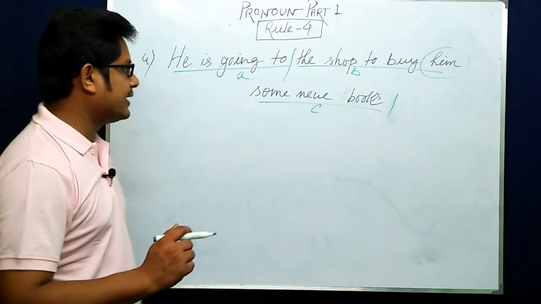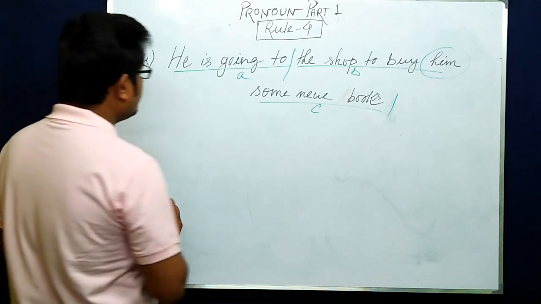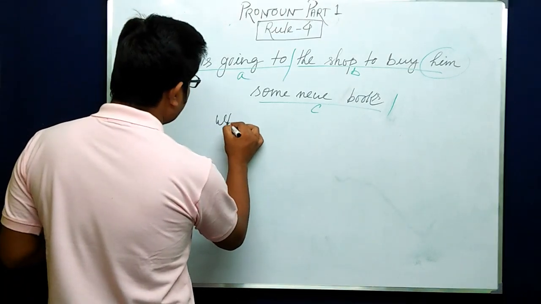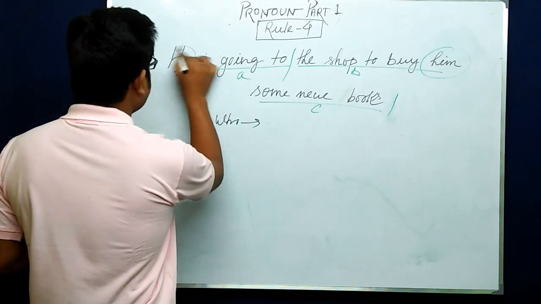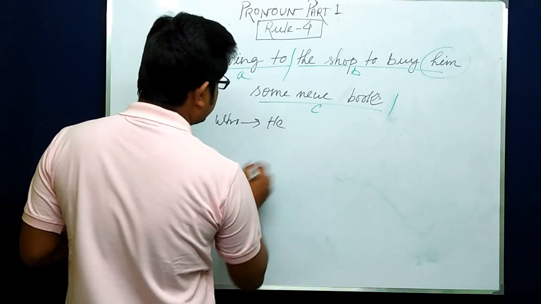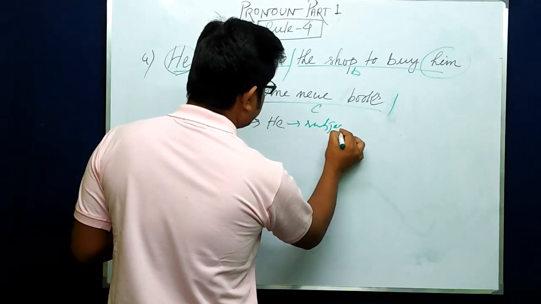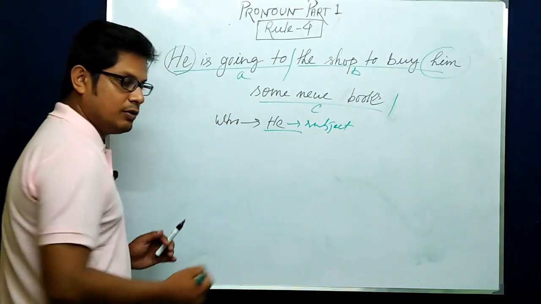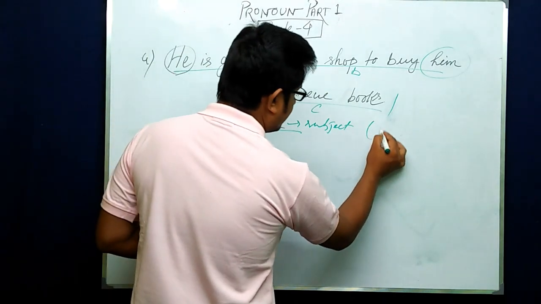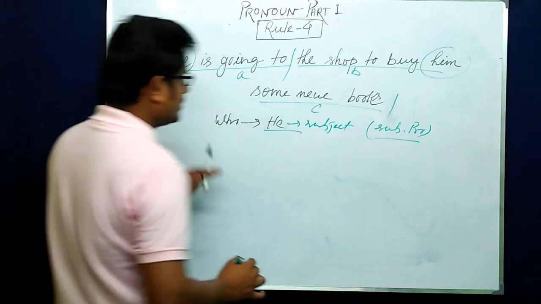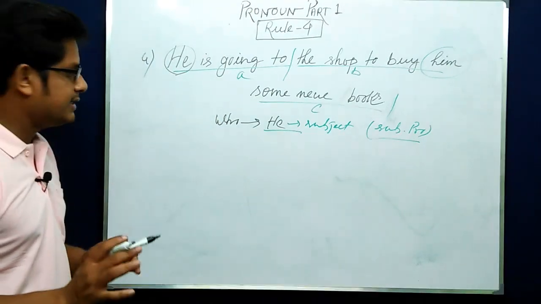Why? Let me explain. See, first of all, you know what is subject in this sentence. Who is going? He. So he is subject, and we all know that he is subjective pronoun. So the use of he in this sentence is right.